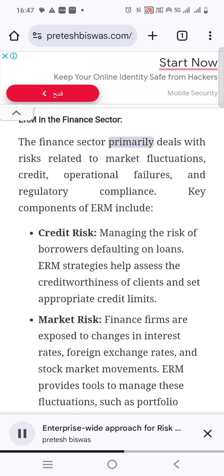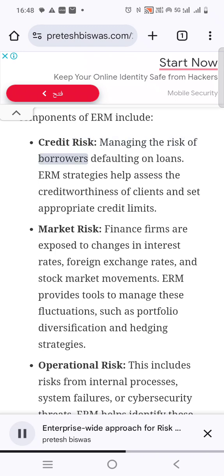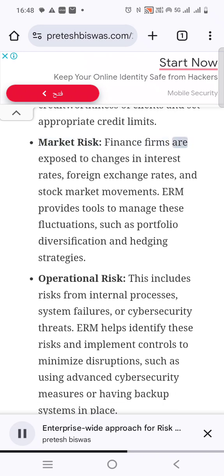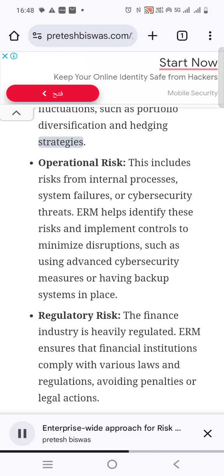The finance sector primarily deals with risks related to market fluctuations, credit, operational failures, and regulatory compliance. Key components of risk management include credit risk, managing the risk of borrowers defaulting on loans. Strategies help assess the creditworthiness of clients and set appropriate credit limits. Market risk. Finance firms are exposed to changes in interest rates, foreign exchange rates, and stock market movements. Risk management provides tools to manage these fluctuations, such as portfolio diversification and hedging strategies.